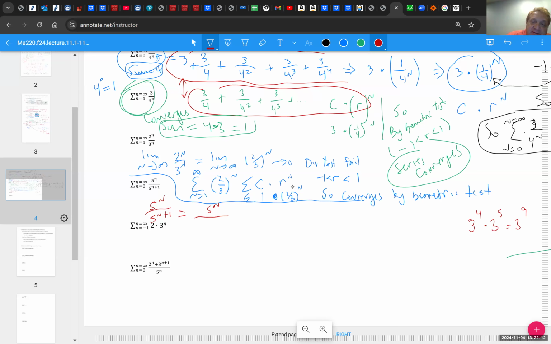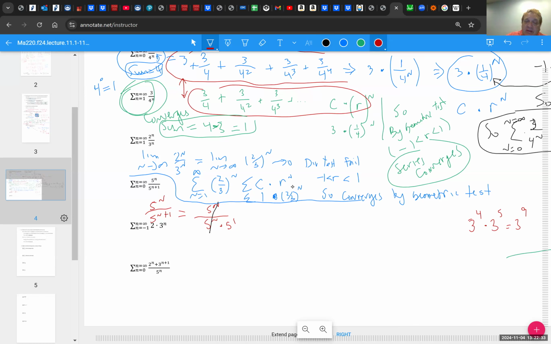So I get 5 to the n times 5 to the 1. Right? So 5 to the n times 5 to the 1 is 5 to the n plus 1. I just did it backwards. The reason why I did this is because now you can see the 5 to the n and the 5 to the n divide out, and I'm left with just 5 to the 1 in the denominator.